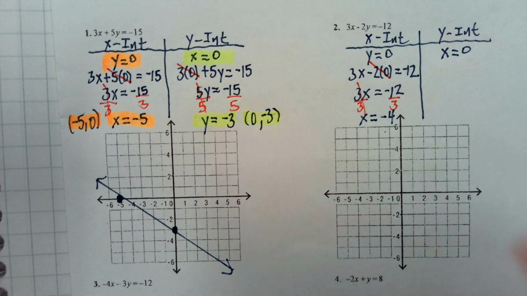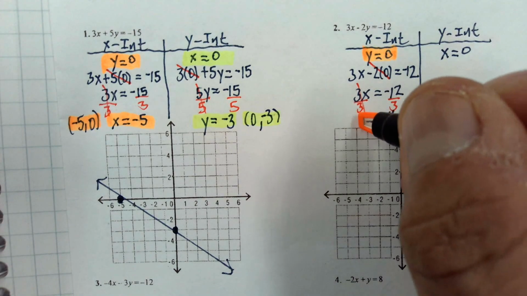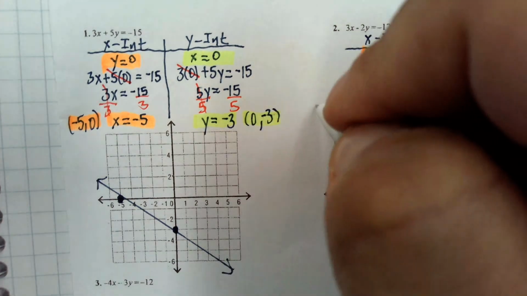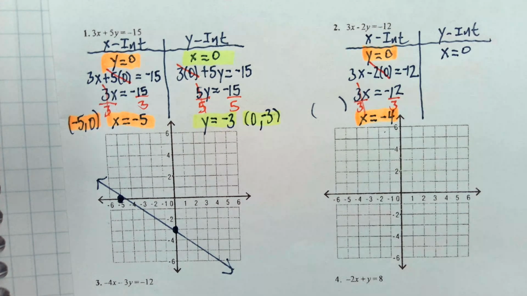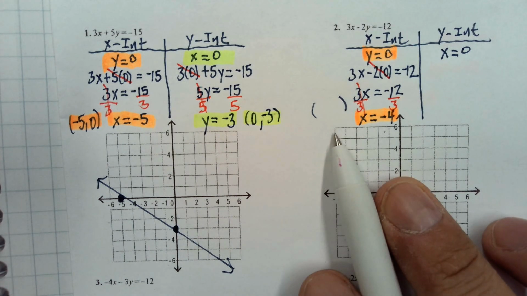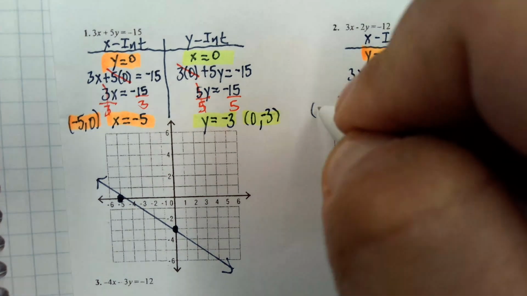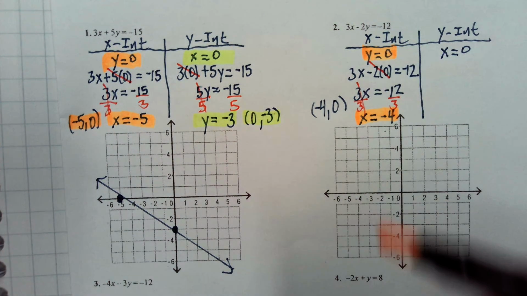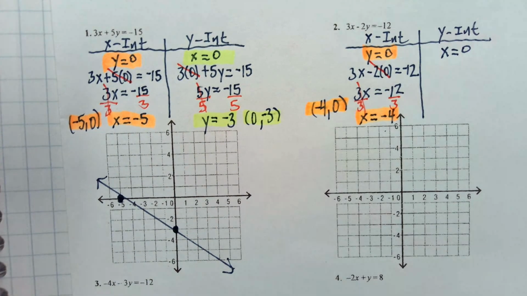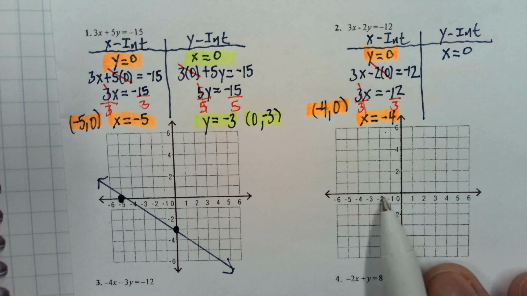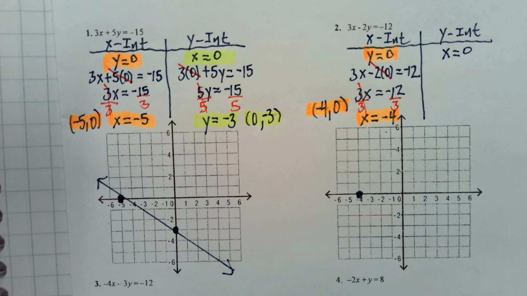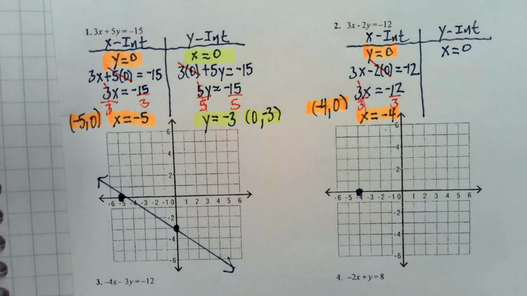So we started off with this fact, which led us to the fact that x is negative 4, so we have our ordered pair. What's the xy ordered pair for that? Negative 4, 0. Let's find it. So here's 0, 0, negative 4, 0 is right here. Boom. Okay.